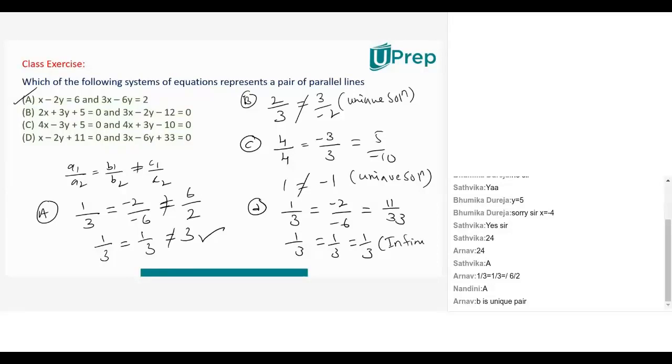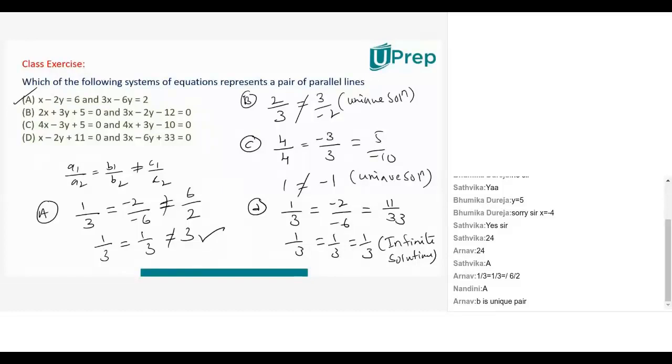So you answer according to the given question. Which of the following system of equations represents pair of parallel lines? It's A option. Second one, we'll have a unique solution that represents two different lines. Third, C option also represents two different lines. And option D, we check, that represents same line equations. A1 by A2 equal to B1 by B2 equal to C1 by C2. Same line equations. On a line, there are infinite number of points. That's the reason why infinitely many solutions. Simple. I'm sure it's clear for everyone.